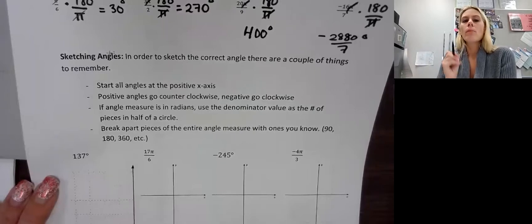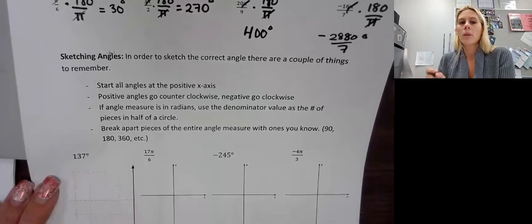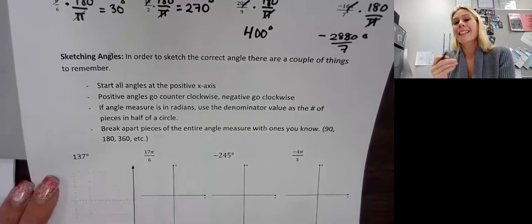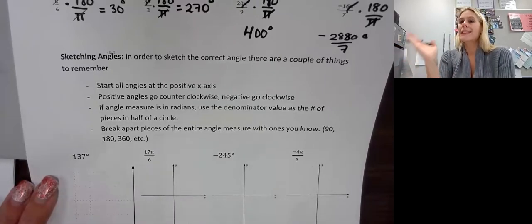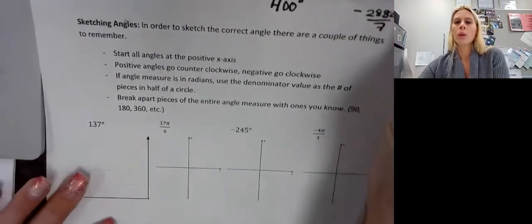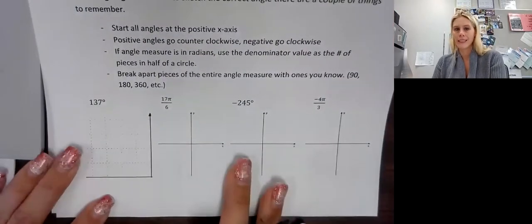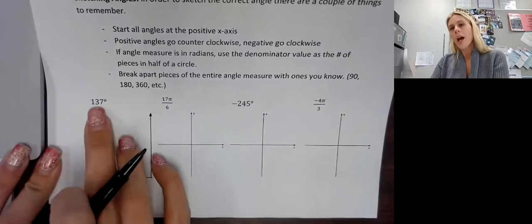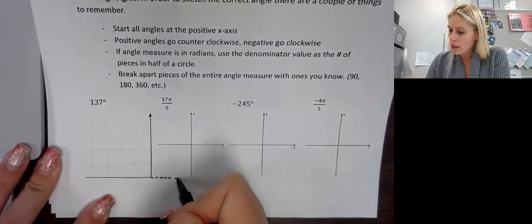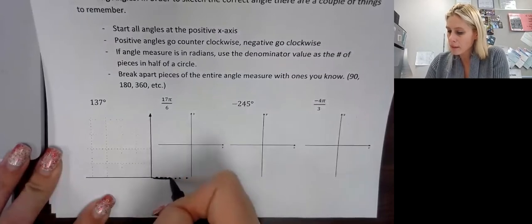If an angle measure is in radians, use the denominator value as the number of pieces in a half circle. So in other words, when we divided it by 6, that means we had 6 pieces for half that circle. Break apart pieces of the entire angle with ones you know, like 90, 180, 360. So 137 degrees. So remember, we always start at the positive x-axis.